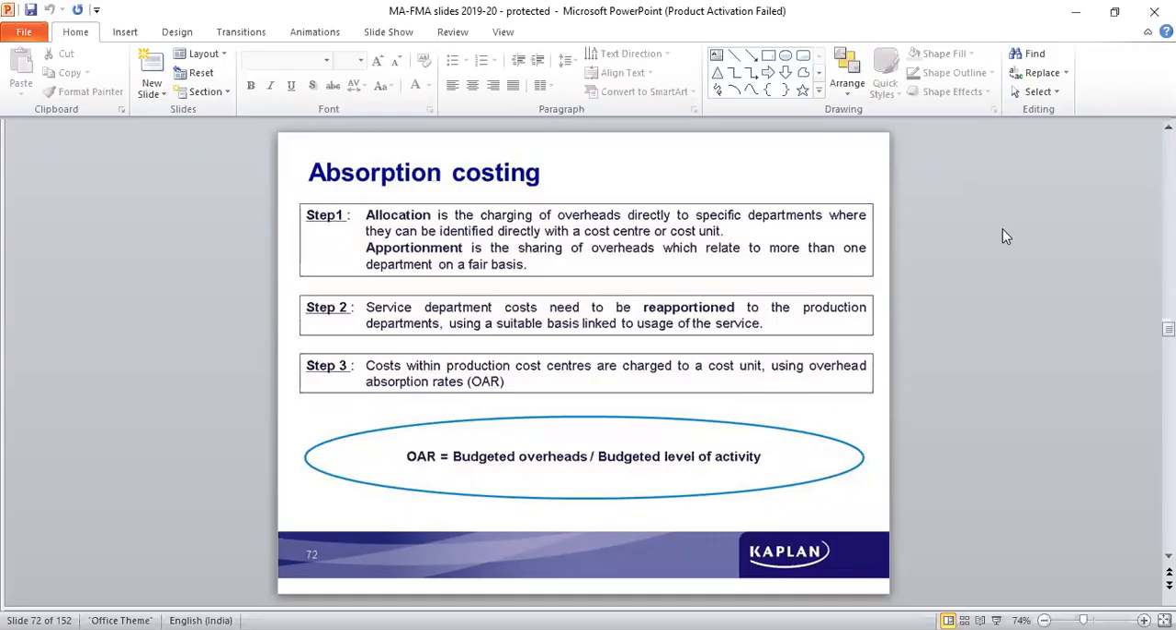So let's see what absorption costing means. There are a few steps given. The steps mentioned are, we'll see what is meant by the overhead absorption rate, OAR. This is what we have to learn under this part. Step number 1. Allocation. Allocation is charging of overheads directly to specific departments where they can be identified directly with the cost center or cost unit. If they can be identified, they are divided and distributed.